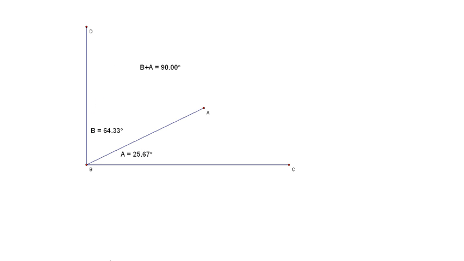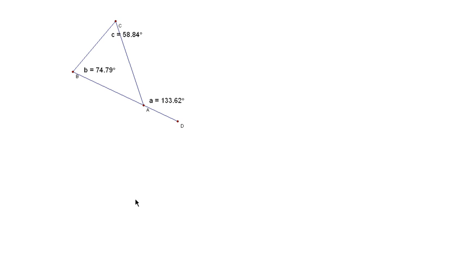Moving on to exterior angles. This corresponds to a triangle again. So let's go back to a triangle. If we extend any of the sides, in this case we extended this side here, the exterior angle there will be equal to the sum of the two opposite interior angles.